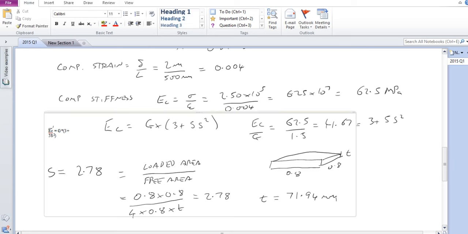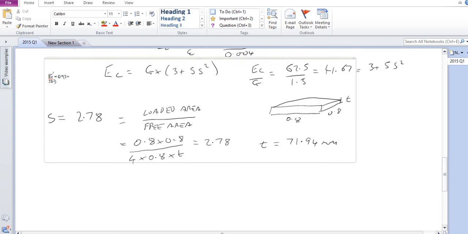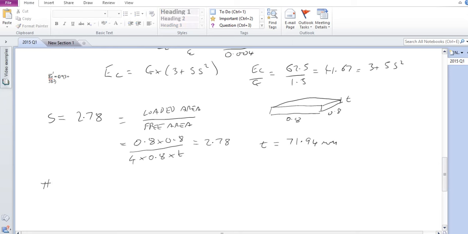And what we have with the block is, the question isn't asking for the thickness of the layers, it's asking for the number of layers. So the number of layers is the height of the block, which is 0.5 meters, divided by t, so that's 500 millimeters divided by 71.94 millimeters, and that comes out to equal 6.9.